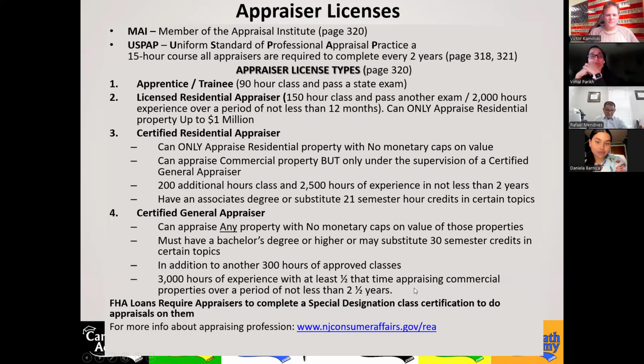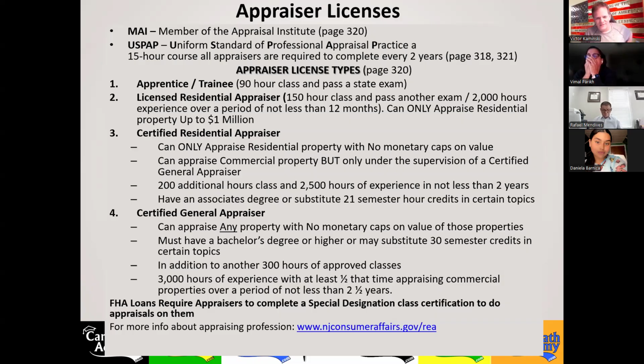All right. Who does only residential? The licensed residential appraiser, right? The first 3 license types only do residential. But the certified residential, they do some commercial property also, right? Under the supervision of a general appraiser. Okay. So any of them can do commercial property appraisals if they're under the supervision of a certified general appraiser, because a certified general appraiser is the only one that can do commercial property appraisals.